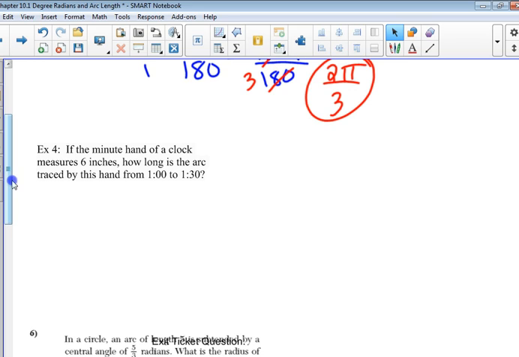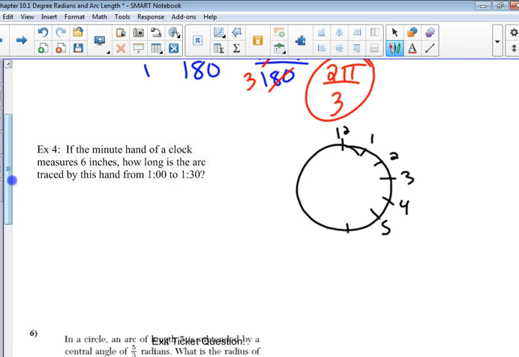All right. Well, we're gonna get our little clock going. Give yourself a nice little picture. It doesn't have to be perfect, just so you guys can kind of read it. Notice here, are they saying anything about the hour hand? No, they're just interested in the minute hand, going from 1 o'clock to 1:30. So the minute hand is what we're imagining here.